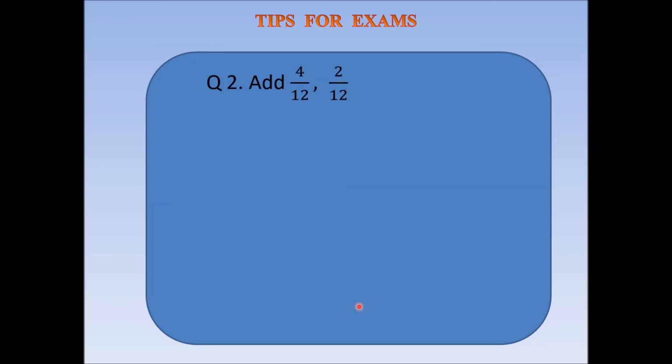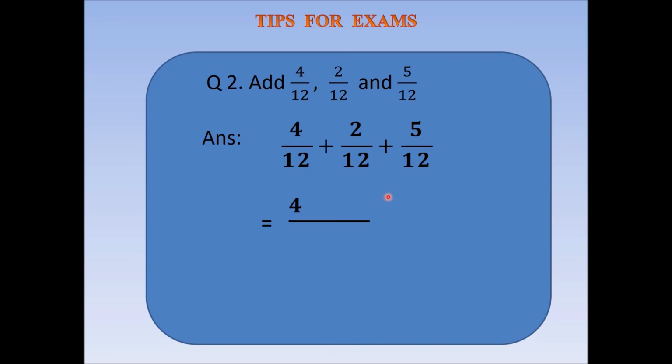Another example, here I am going to add 3 like fractions. It is also simple. In the first step, you are going to write it like this: 4 by 12 plus 2 by 12 plus 5 by 12. In the second step, you are going to write the addition of all the numerators whole divided by the common denominator. In the last step, you are going to add all the numerators and write it here with the same denominator. You should write all the steps to get the full marks.